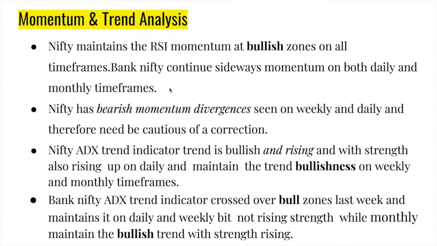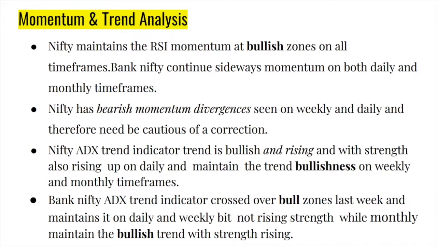There is another very important thing that you have to notice. There is a bearish momentum divergence that could pull the market down, that is seen on weekly as well as daily. We'll see that in the next slide on the charts. So there has to be cautiousness. The momentum is bullish on the Nifty, but there is a chance of bearish momentum divergence. Bearish divergence happens when the price is moving up and the momentum is coming down. So there is a contradiction, right? This divergence is what has to be kept in mind, right?